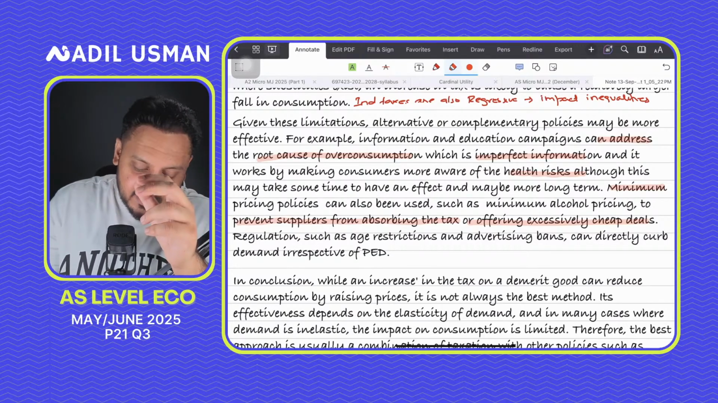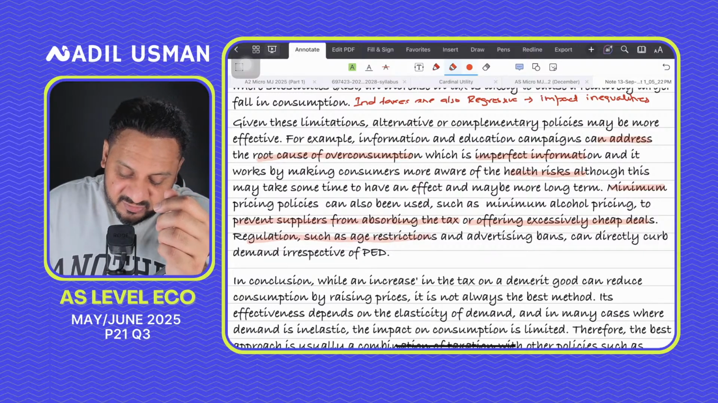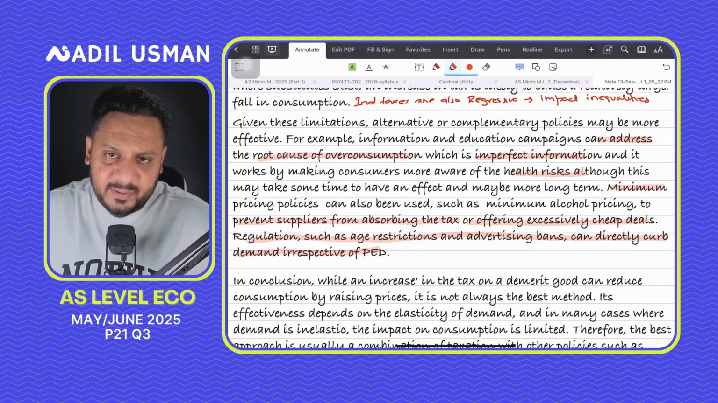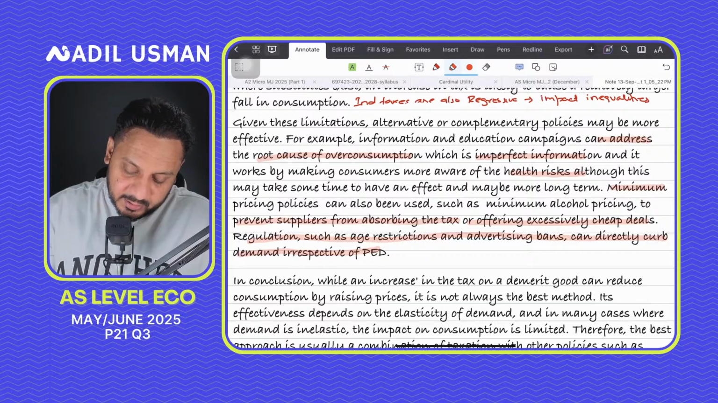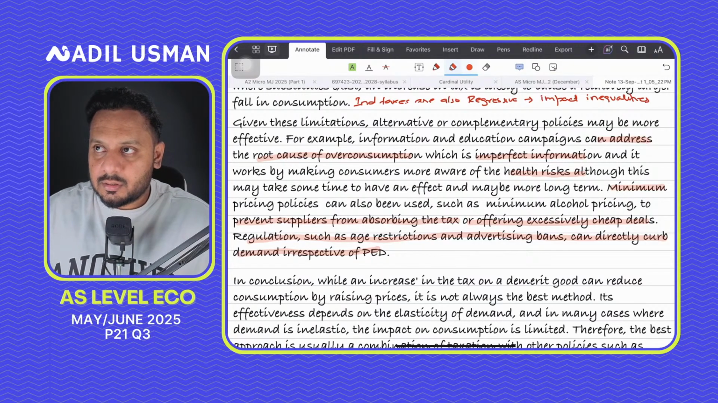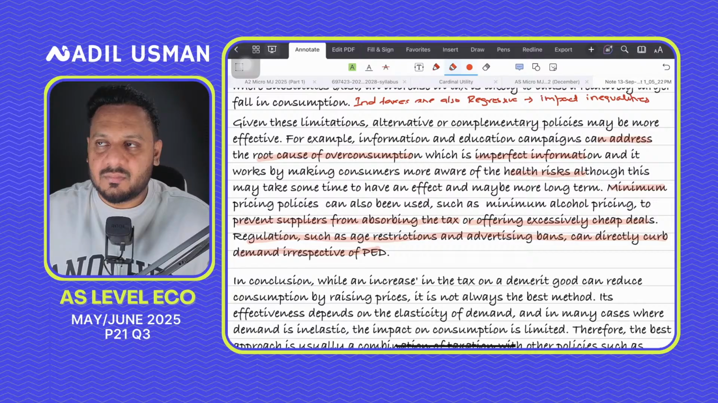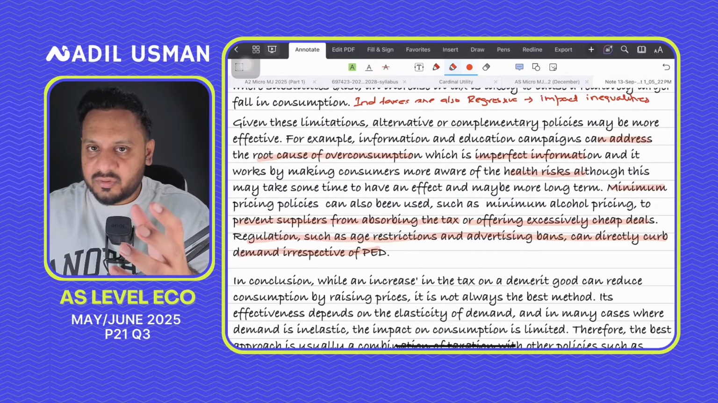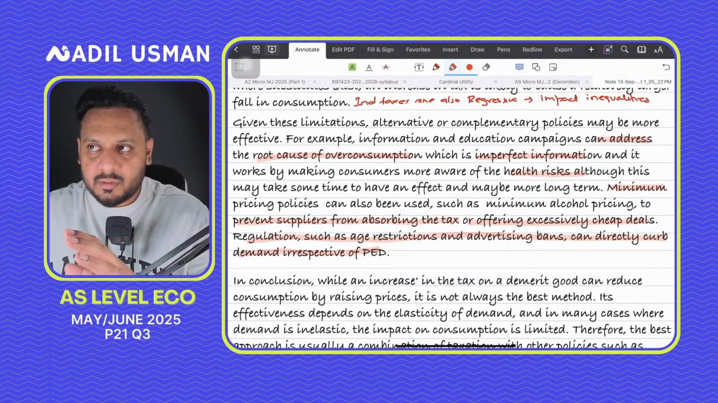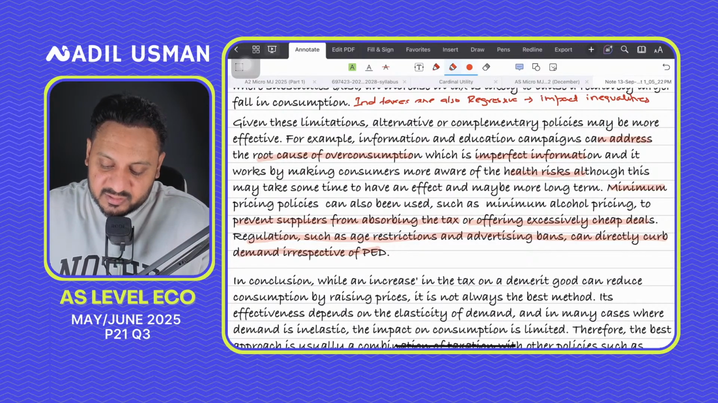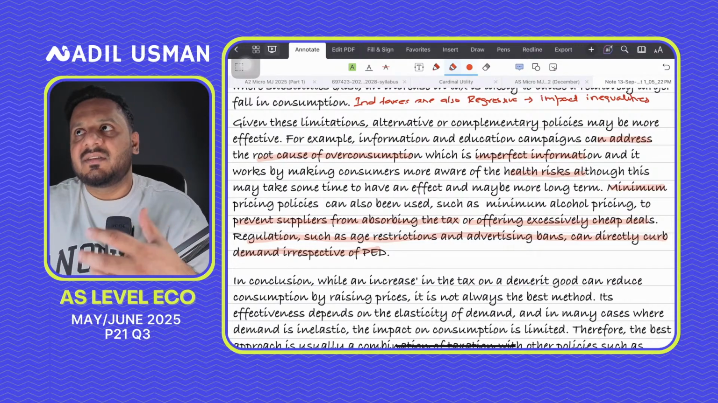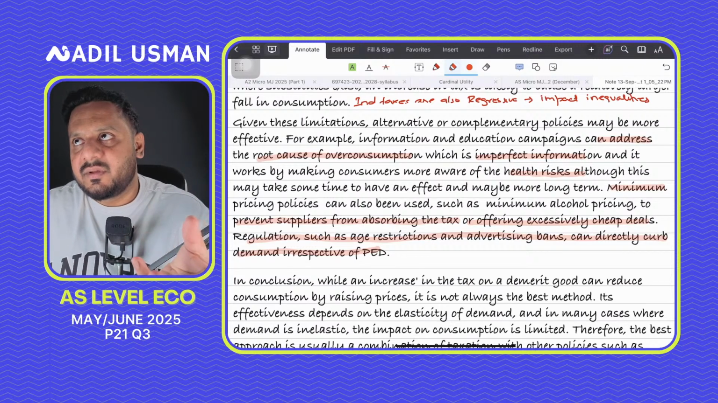Regulations too could be enough. You want to mention the third one. Regulations such as age restrictions and advertising bans can directly curb demand irrespective of PED. This is again a good point to mention, that you do an age restriction and you say that from now on there won't be any alcohol ad or cigarettes ad, or these sugary drinks. There's no Coke ad running on TV anymore, right? So there's a ban. So it can directly curb demand, which is true, irrespective of PED. So in that context, these policies seem to be a little more effective than indirect tax.